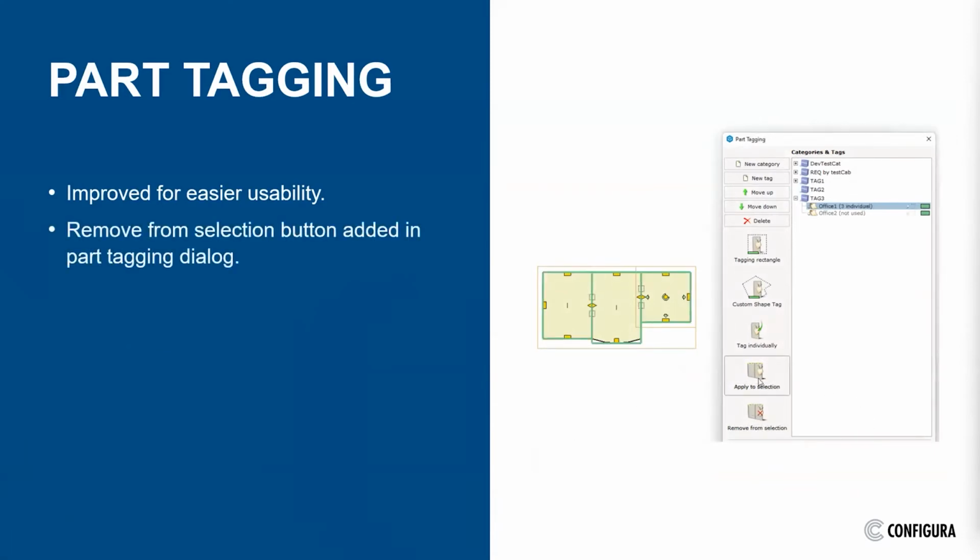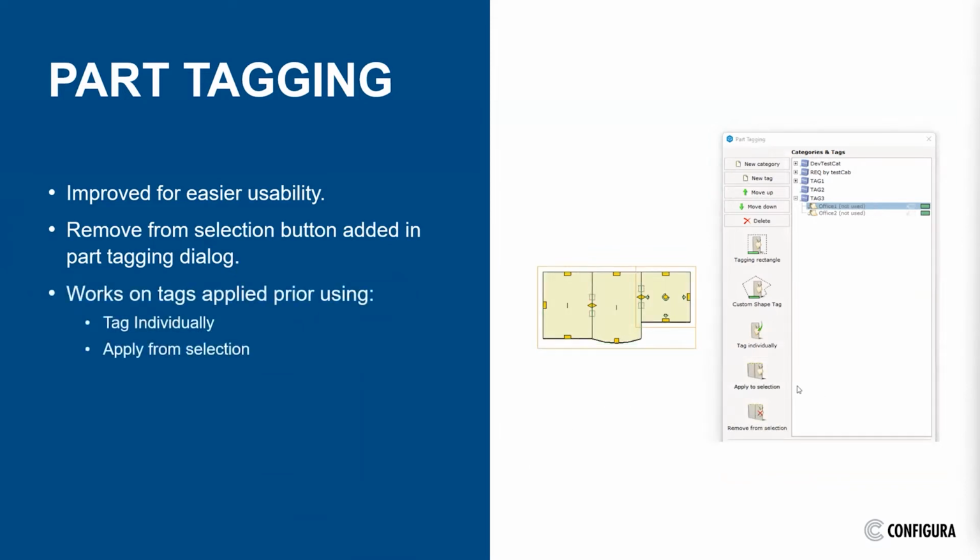So there should be a remove from selection button added in the part tagging dialog, which removes any prior applied tags from selection or individual. So if you have previously used tag individually or apply from selection to tag your snappers, now you can use this remove from selection button to remove the tag easily from the snapper that has been tagged.